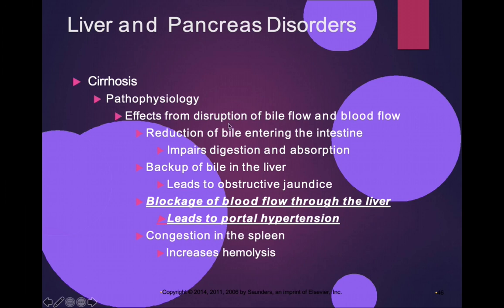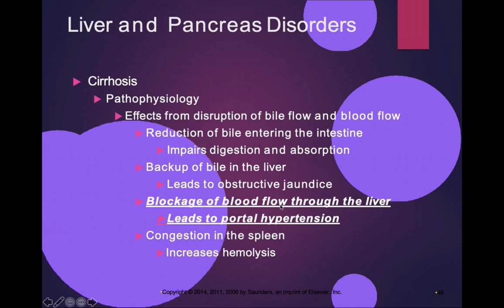So what are some of the effects of the disruption? What are some of the effects with cirrhosis? The effects from disruption of bile flow and blood flow. You get a reduction of bile entering the intestines. We showed you that before. It impairs digestion and absorption. You get backup of bile in the liver. That's going to lead to obstructive jaundice.